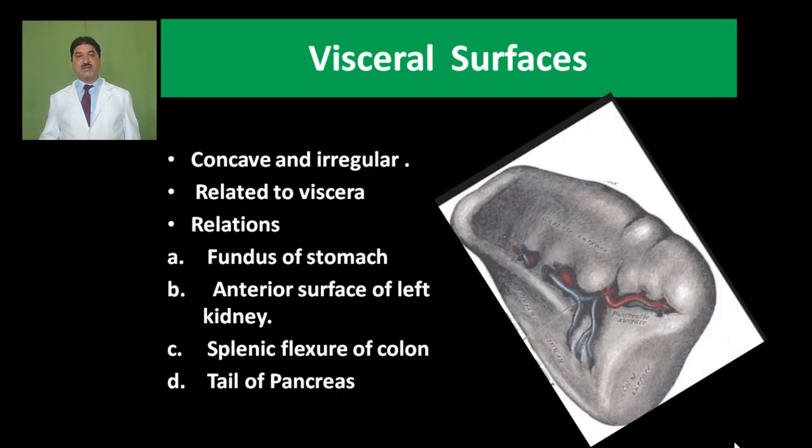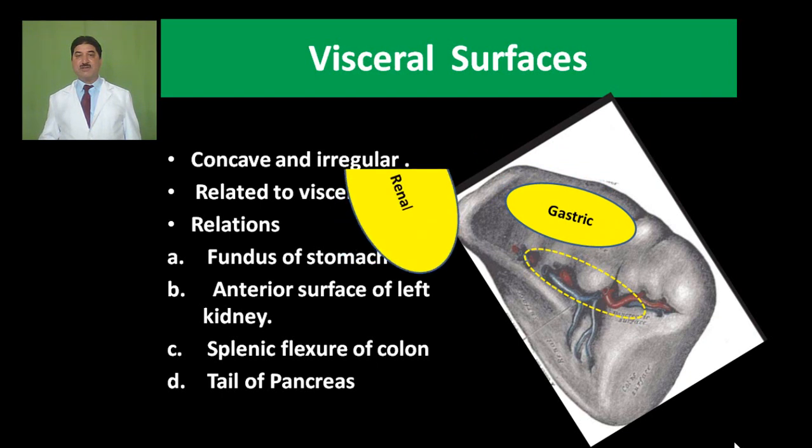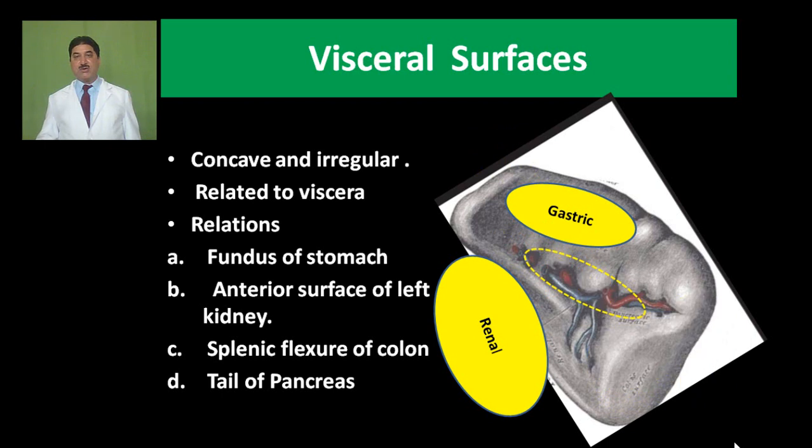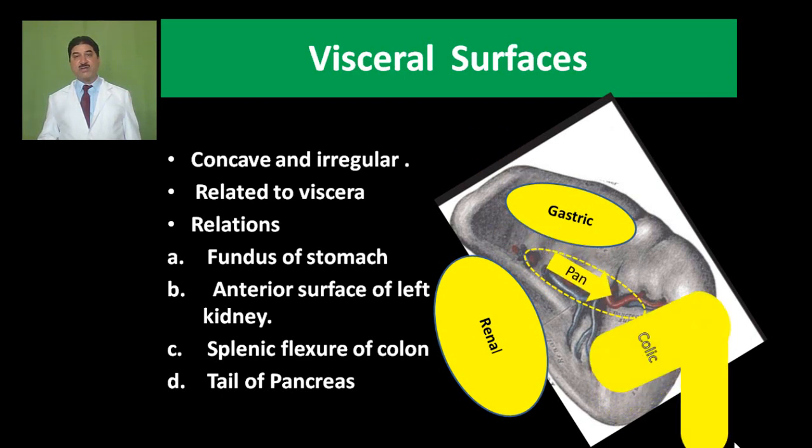The visceral surface of the spleen is concave and irregular. It is related to the fundus of the stomach, which causes the gastric impression, and the anterior surface of the left kidney, which causes the renal impression. The splenic flexure of the colon is related to its anterior border, and it also presents the hilum, which is related to the tail of the pancreas. So the impressions are gastric impression, renal impression, then pancreatic impression and colic impression as already described.